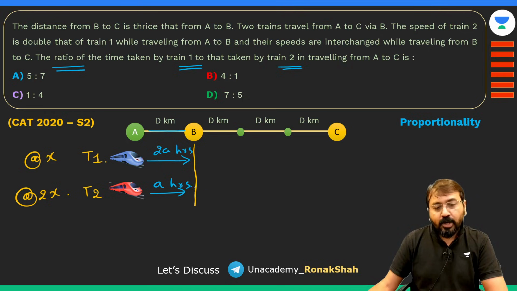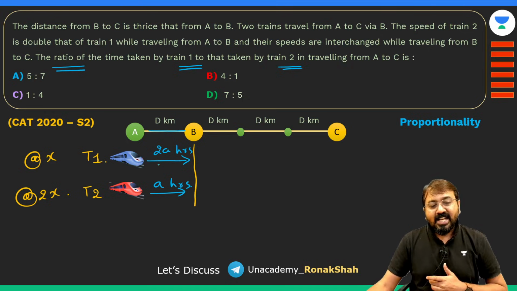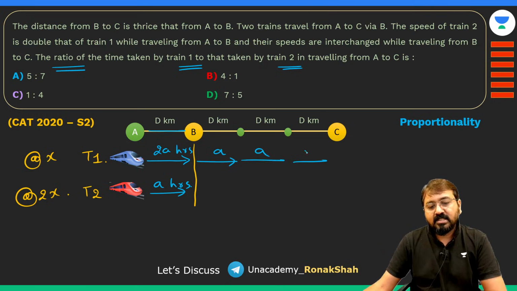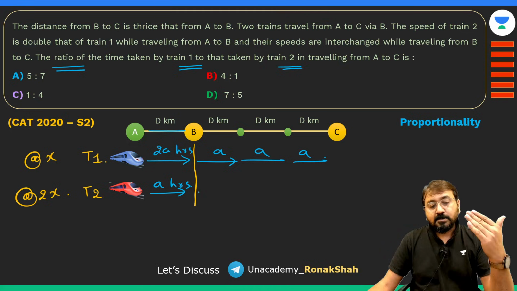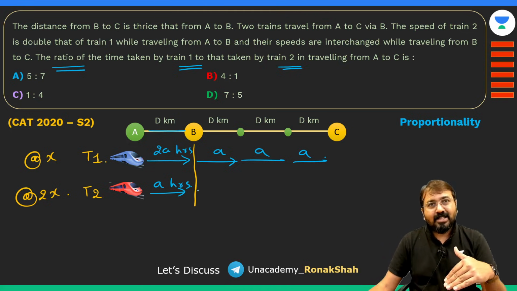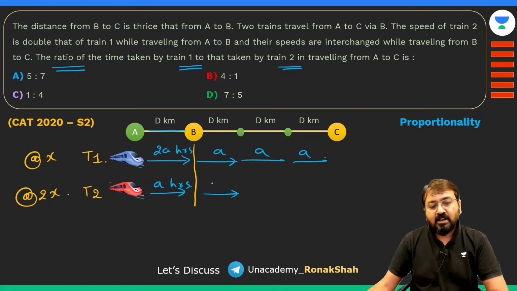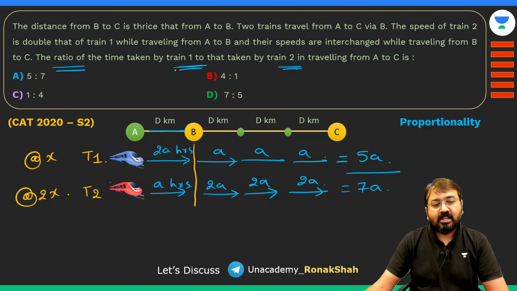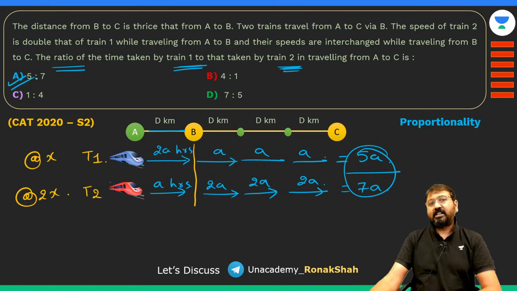Now from this point, the speeds have interchanged. So can I say train 1 will travel this distance in a hours, this in a hours, this in a hours, right? While the speed of train 2 has become x now, so it will take double the time, so it will travel this distance in 2a hours, this in 2a hours, and this in 2a hours. So what is the total time taken by train 1? It is 5a hours. What is the total time taken by train 2? It is 7a hours. So what is the ratio of time taken by train 1 to train 2? 5/7. That's your answer.